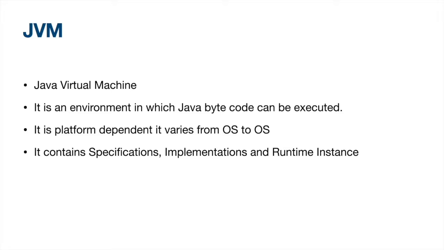So what is the JVM? JVM stands for Java Virtual Machine. As the name says, its full form is Java Virtual Machine. It is an environment in which Java bytecode can be executed. As you know, whatever code we write in Java compiles and produces bytecode. So it provides an environment where Java bytecode can be executed, because bytecode execution also requires an environment. That environment is provided by the JVM.